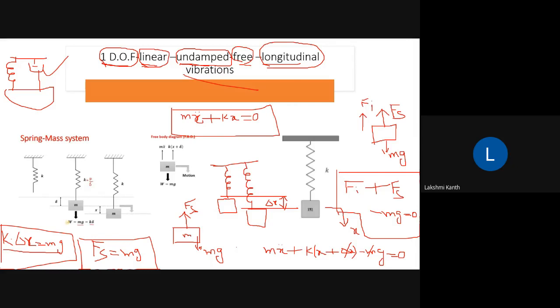Here, k into x is the spring force and m into x double dot is the inertia force. Inertia force plus spring force equal to zero is the equation for one degree of freedom, linear, undamped free, longitudinal vibrations. The inertia force is associated with the acceleration, and the spring force is associated with the connections. This is the mass, this is the material property. This is step two, how to develop a mathematical equation. Is it clear? Students, any doubts?